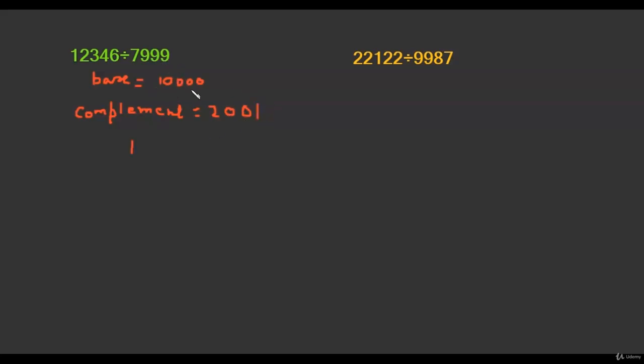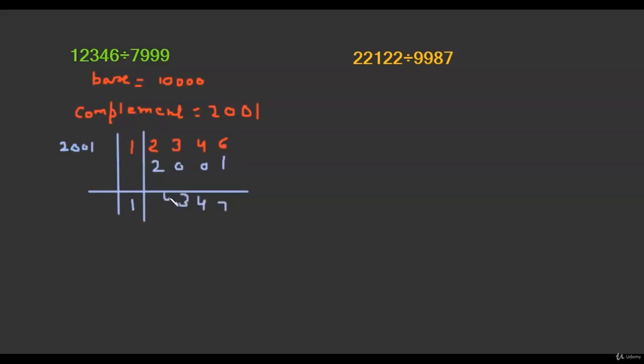Now this time the base is 10,000. So we separate the 4-digit numbers from the last, and the complement number over here. Now we copy the first digit as it is. We multiply this number by the complement, and we write the result below the next 4 dividend numbers. Now 1 times 2001 is 2001 only. Now we add these numbers 7, 4, 3, 4. So the quotient is 1 and the remainder is 4, 3, 4, 7. So very easy and very fast.